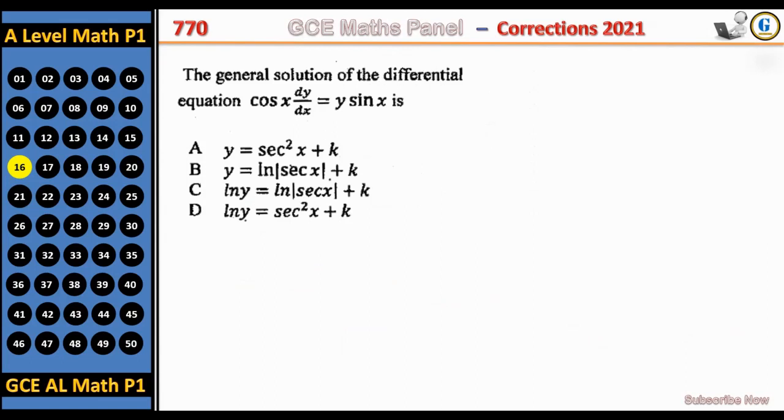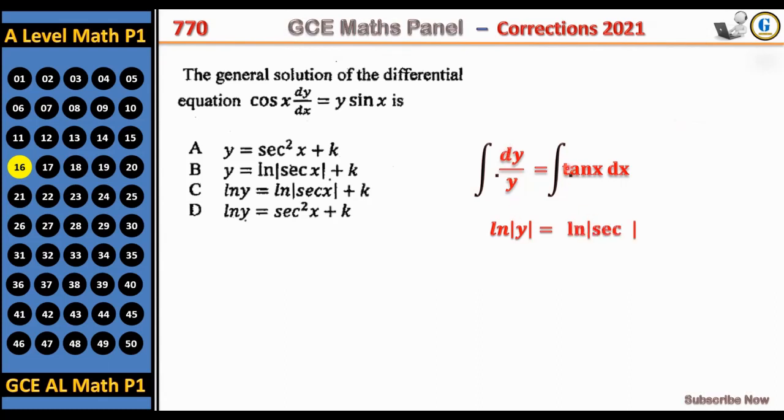Then question number 16, the general solution of the differential equation, that is... We first of all start by separating the variables, and integrating gives... So we separate the variables. We have dy on y is equal to sine x over cos x dx. The sine x over cos x is tan x. So we introduce the integration on both sides. On the left hand side, the integral of dy on y is ln y. The integral of tan x is ln of the absolute value of sec x plus k. So our key here is C.